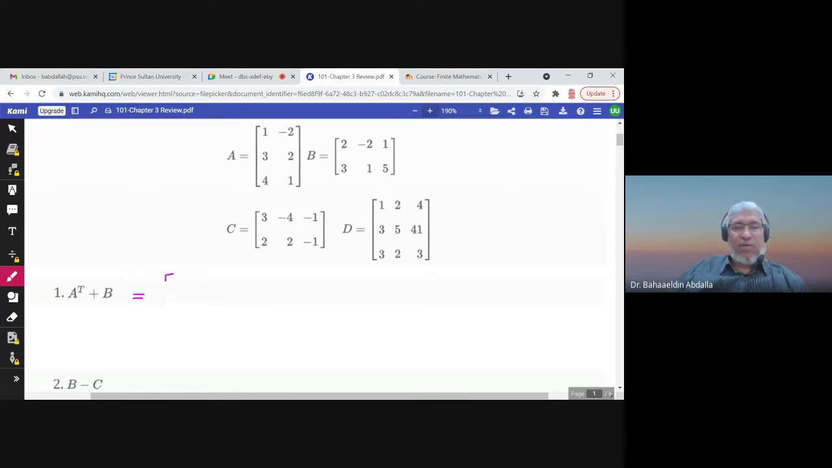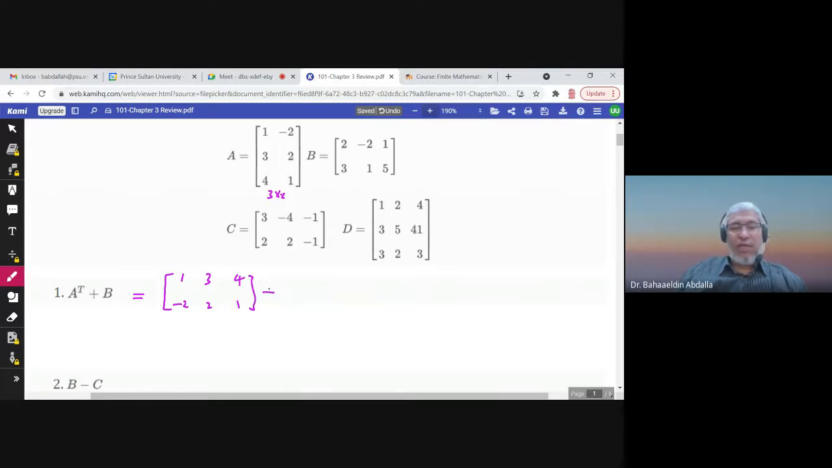Well, A transpose, if you remember, A is a 3 by 2 matrix, 3 rows by 2 columns. So the A transpose would be 2 by 3. So we simply write the first row as the first column, the second row as the second column, and the third row as the third column. So this is A transpose.